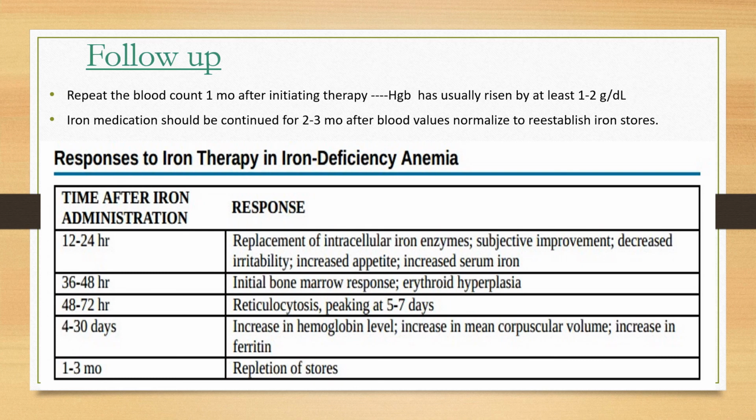Or if the anemia is severe and we want to make sure it is iron deficiency anemia, we can check reticulocytosis after 5 to 7 days of starting iron treatment. Iron medication should be continued for 2 to 3 months after blood values normalize, just to re-establish iron stores.